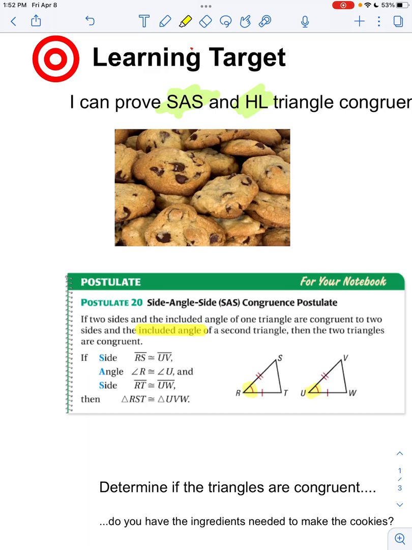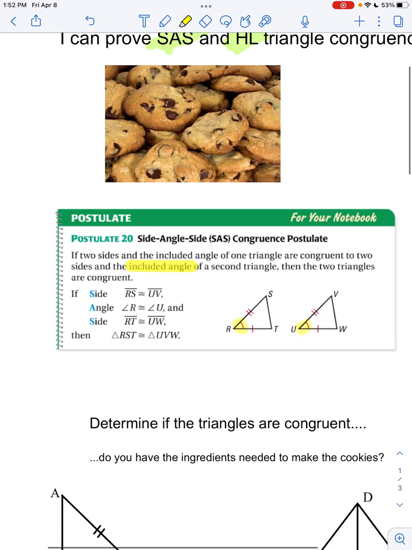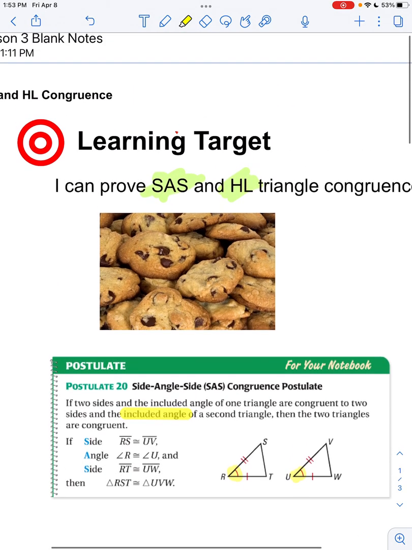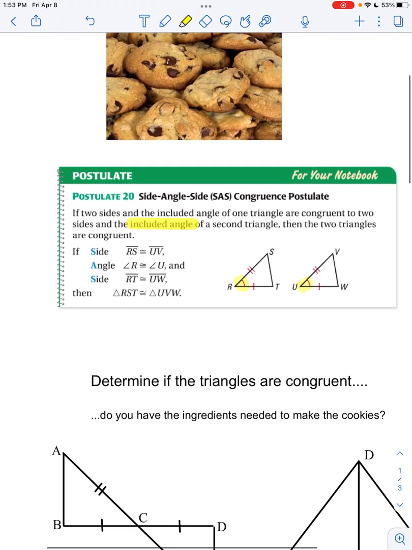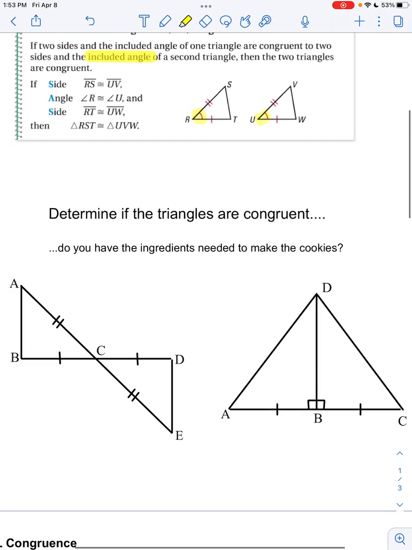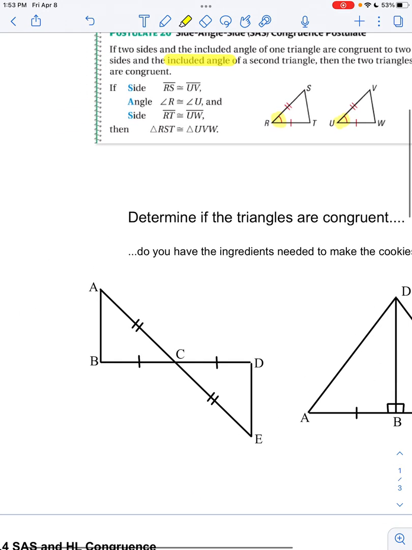The two sides that are congruent create the congruent angle. So are these triangles congruent? Do they have the ingredients we need to make the cookies? We know side, side, side. We now know side, angle, side. So those are the two ways so far that we can prove triangles are congruent.